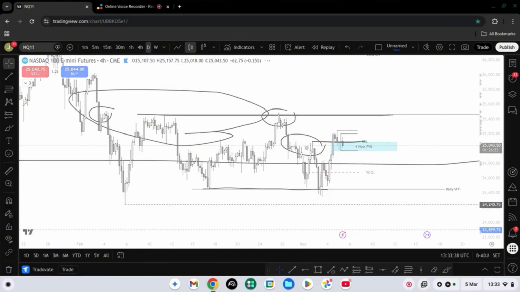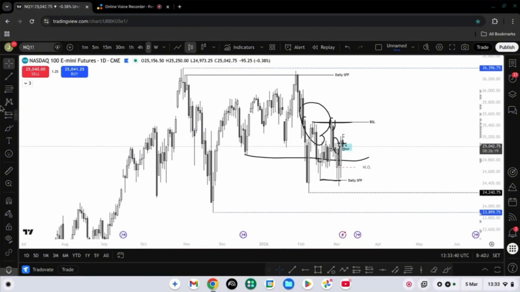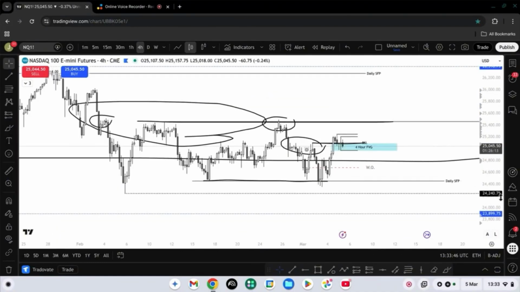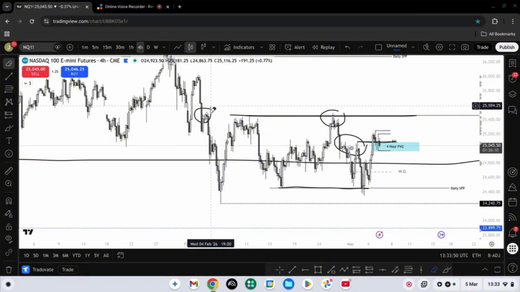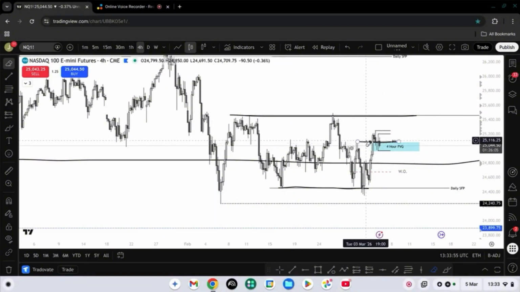If you look on the daily time frame, we have those two equal highs, and we are still in discount of the daily range, which is why I don't think I can be 100% sure that you should only be looking for short positions today. So whilst my bias does lean towards the fact that you should be looking for shorts, you need some confirmation.